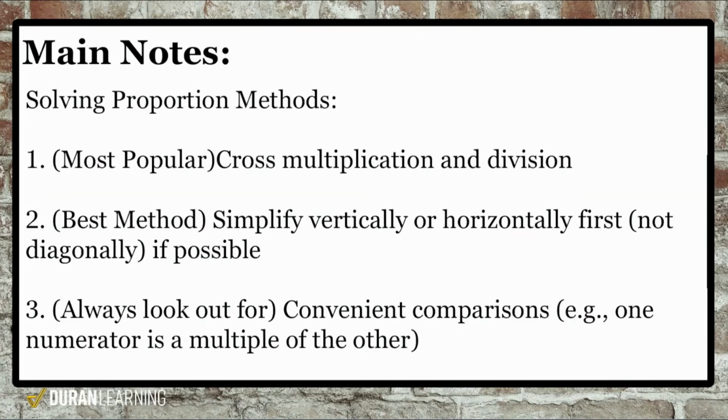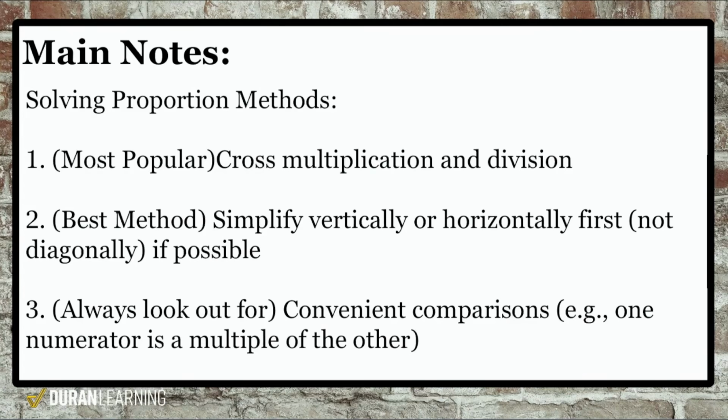So when it comes to this main method, cross multiplication and division, sometimes it might take a little longer than necessary. So we're also going to talk about this best method, where we try simplifying vertically or horizontally first, not diagonally, because remember this: proportions are basically fractions that are of the same comparison or of the same value. So when you have fractions, sometimes you can simplify. And so we'll be going over that as well.